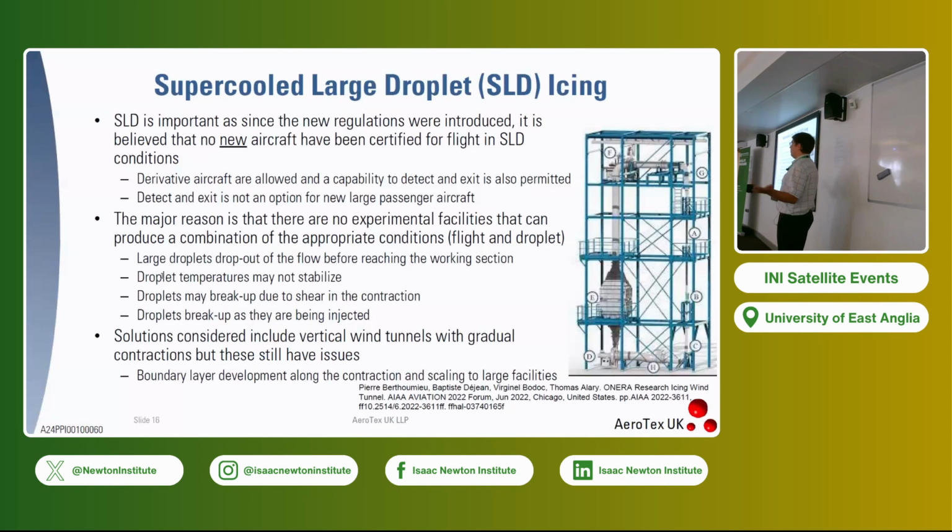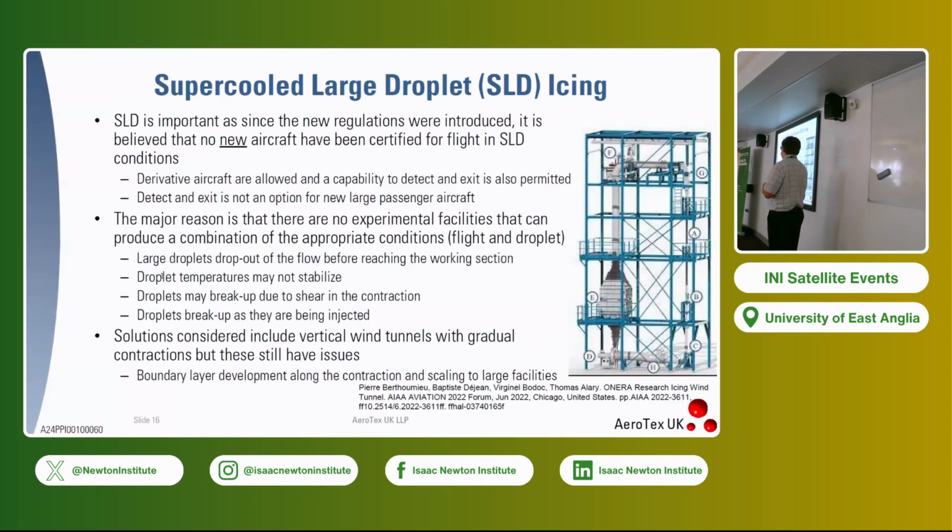Derivative aircraft, so if you've got your Airbus A320, you can do tweaks to it, and that's fine. But if Airbus comes along, or Boeing, or whoever, and says, this is a completely new aircraft, it's very difficult to prove that they meet the standards, because there's no way of proving it. And one of the main reasons is the facilities. We've got big icing wind tunnels all around the world, but producing these large droplets is a big, big problem. If you've got a spray bar, it sprays the water out, a very large droplet is affected more by gravity, and it doesn't even reach your model, it ends up with a puddle on the floor.